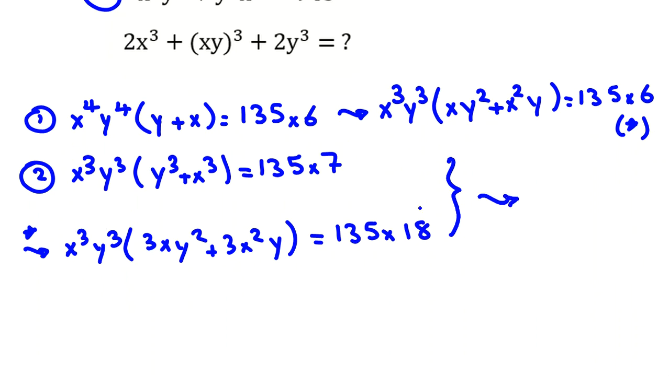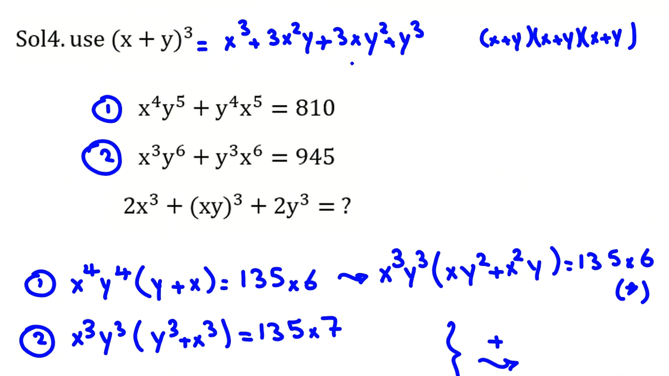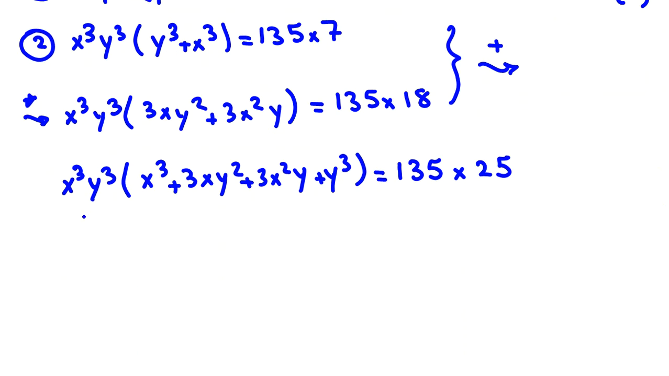Now, I use these two equations, I add them up together, I factor from x cubed, y cubed, it will be what? X cubed plus 3xy squared plus 3x squared y, this plus this plus this plus y cubed. The order is not important. I write it to be same as this identity. Equal to what? 135 times 18 plus 7 is 25. So let's see what we have now. X cubed, y cubed times, here is what? X plus y cubed equal to what?